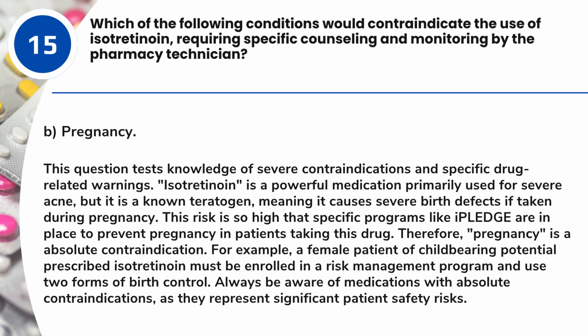Answer B. Pregnancy. This question tests knowledge of severe contraindications and specific drug-related warnings. Isotretinoin is a powerful medication primarily used for severe acne, but it is a known teratogen, meaning it causes severe birth defects if taken during pregnancy. This risk is so high that specific programs like iPledge are in place to prevent pregnancy in patients taking this drug. Therefore, pregnancy is an absolute contraindication.